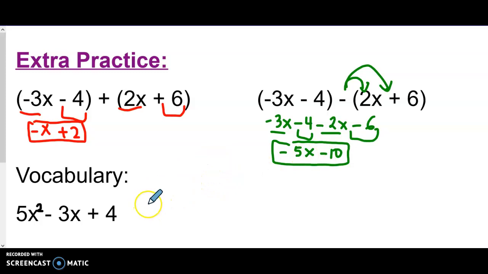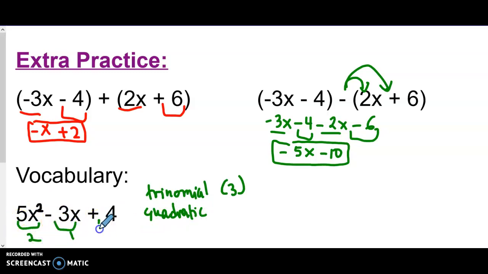A little bit of vocabulary of the last one here. This is a trinomial. We call it trinomial because it's 3 terms. This is quadratic, which means the biggest exponent between the terms is 2. This is degree 2. This is degree 1, and this is degree 0.